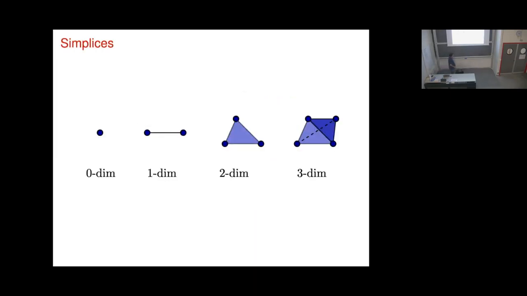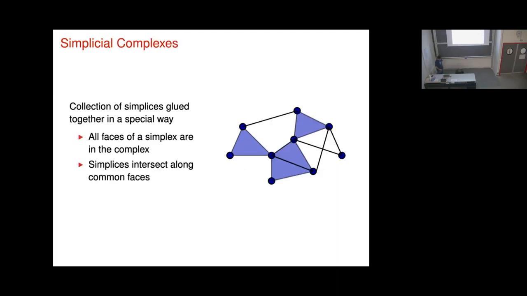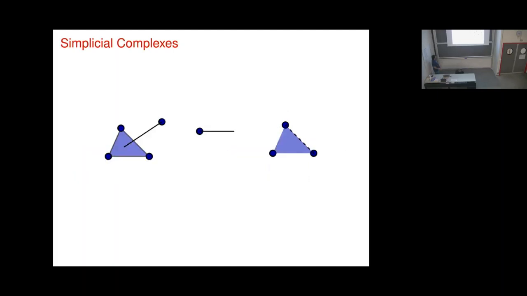This suggests that maybe simplicial complexes and simplices make sense, right? So I'm just drawing you points, 1D simplex, 2D, 3D. And a simplicial complex is nothing but this construction. So all the faces are in the complex. Simplices intersect around common faces. So these are illegal examples.